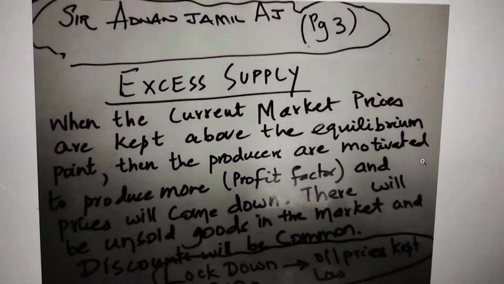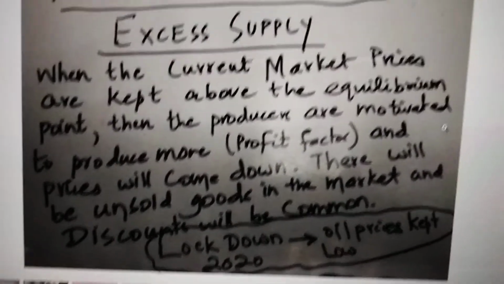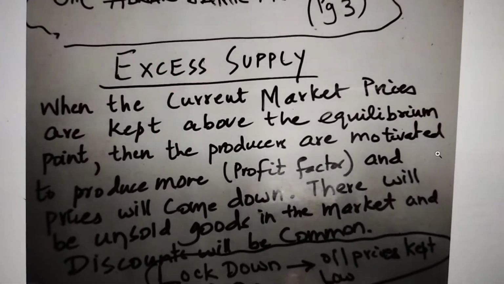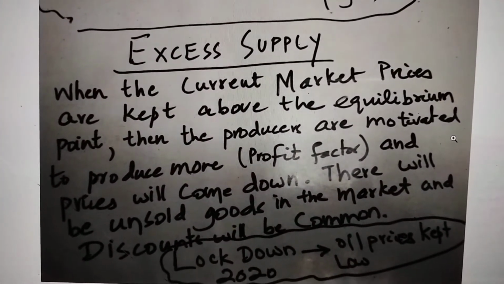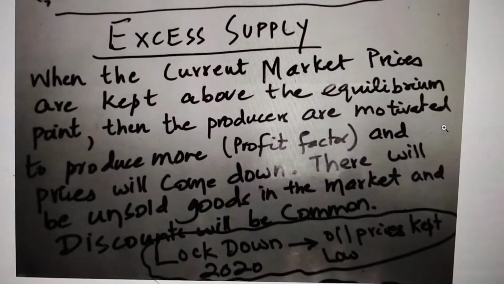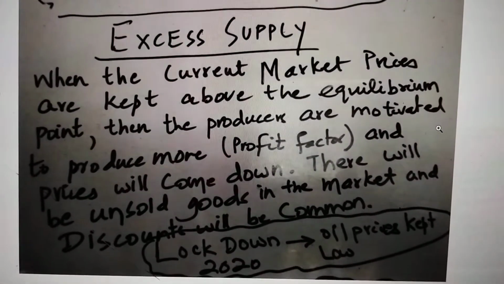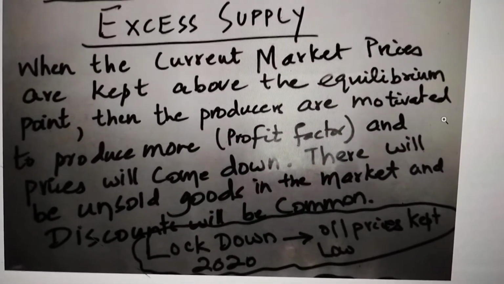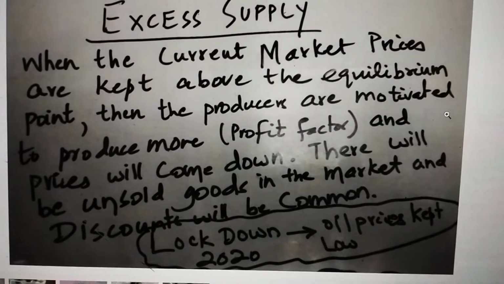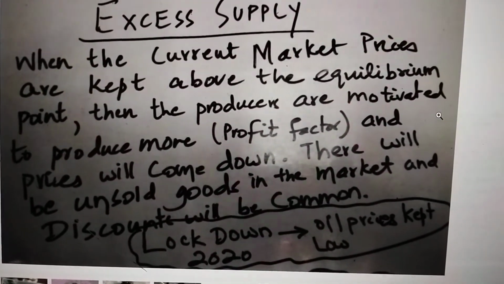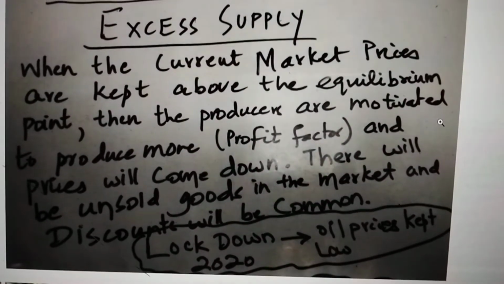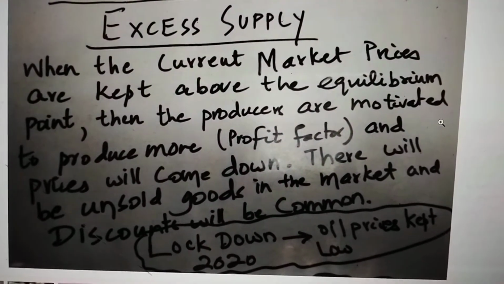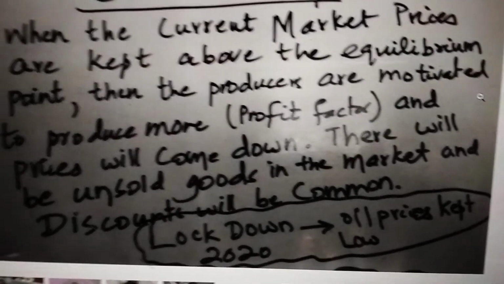Now we are looking at page 3 of the notes, specifically written for excess supply. Excess supply is also an example of the market in disequilibrium, whether it is excess demand or excess supply. Excess supply occurs when the current prices are kept above the equilibrium point. You can draw the diagram yourself also, putting up a maximum market price which is above the equilibrium point. Producers are motivated.